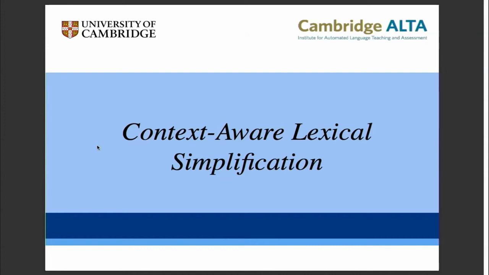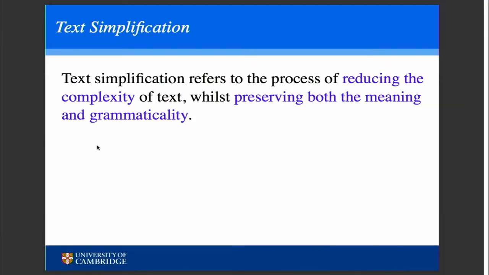So my name is Sian, and I'm going to be talking about a system that we've developed for contextually aware lexical simplification. And in order to actually explain what lexical simplification is, I'm going to start with a definition of text simplification. So text simplification refers to the process of reducing the complexity of text whilst preserving both the meaning and grammaticality of the original piece of text.